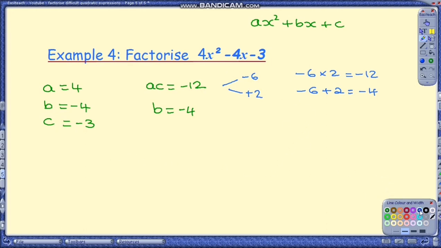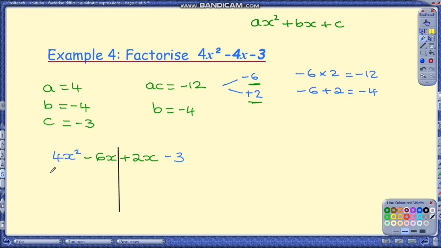Right, next step, we are then rewriting the expression 4x squared, but instead of writing -4x, we're now going to write minus 6x plus 2x, it doesn't matter which order. And then don't forget the last term, -3. Next step, we then split the expression, and then we factorise the left-hand side and the right-hand side separately.